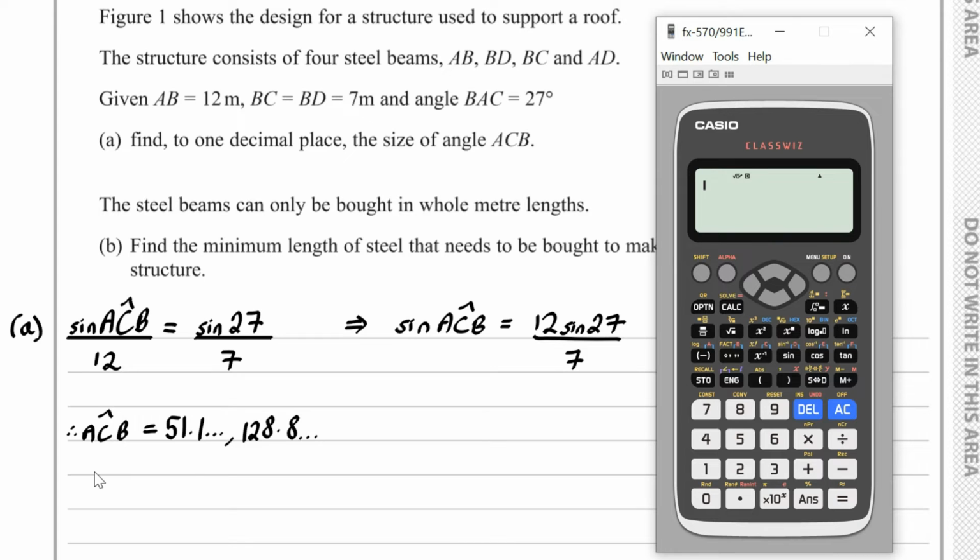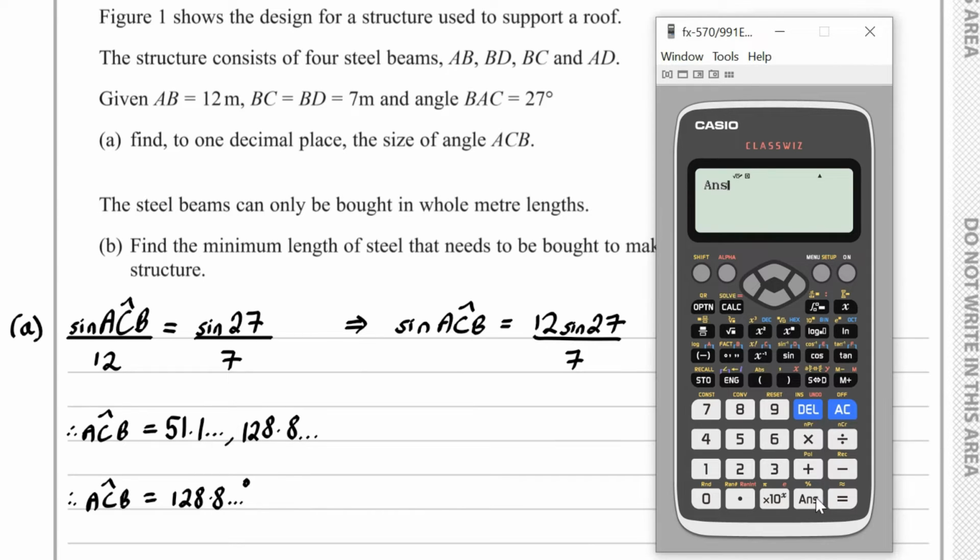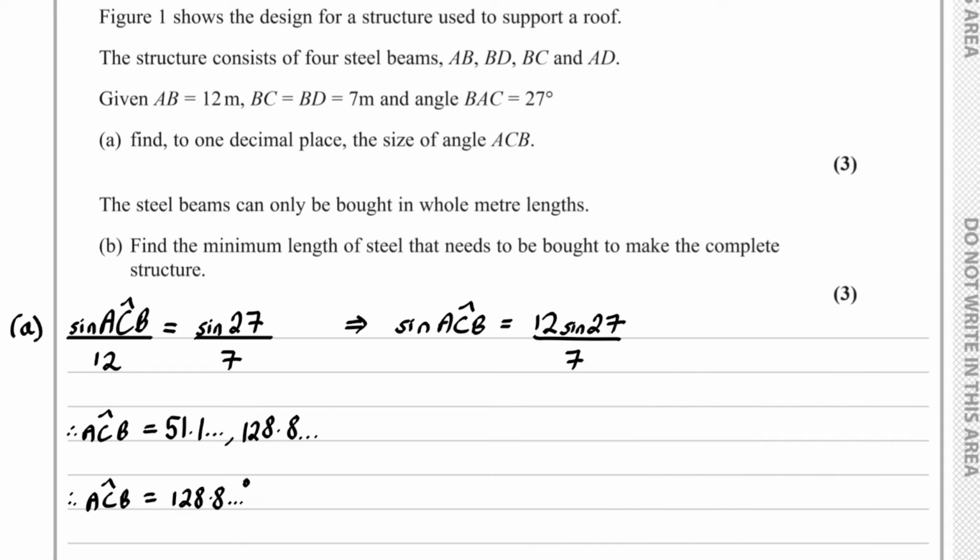So therefore, the angle ACB, that's equal to 128.8, etc. degrees. Well, we have to give our answer to one decimal place, so it's equal to 128.9. Okay.